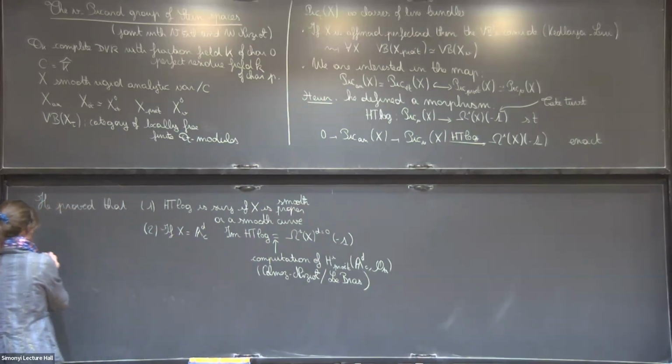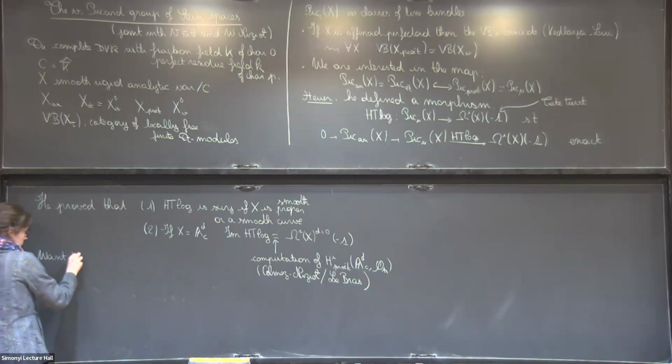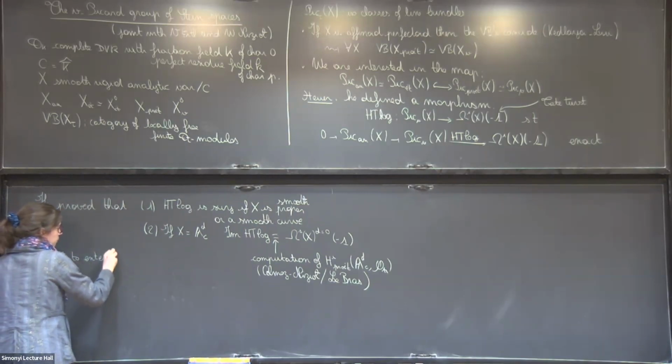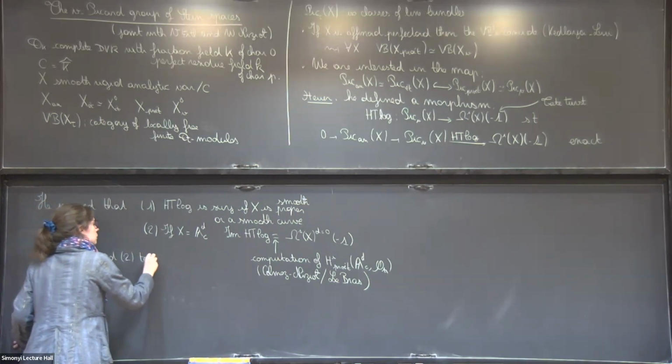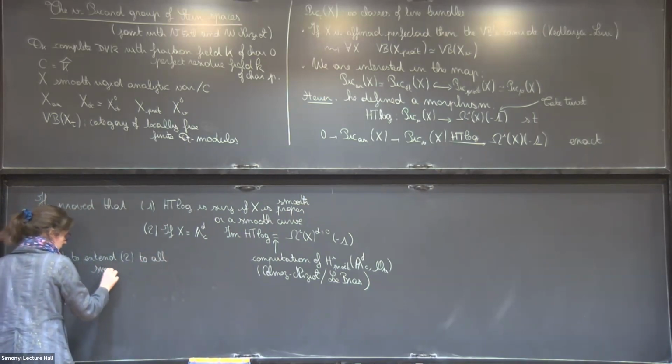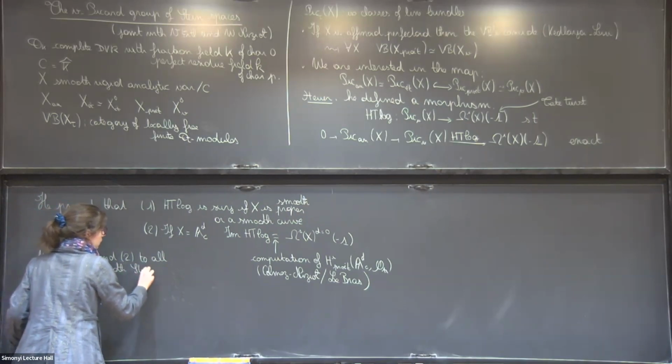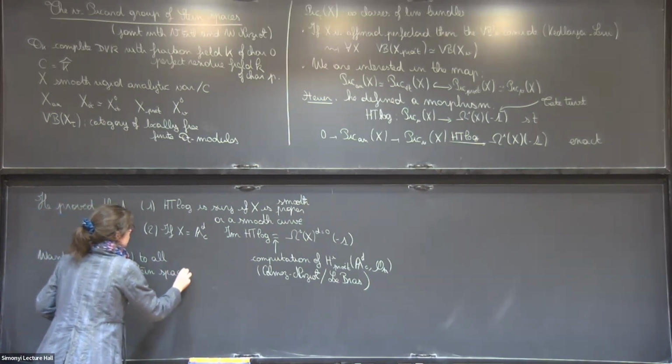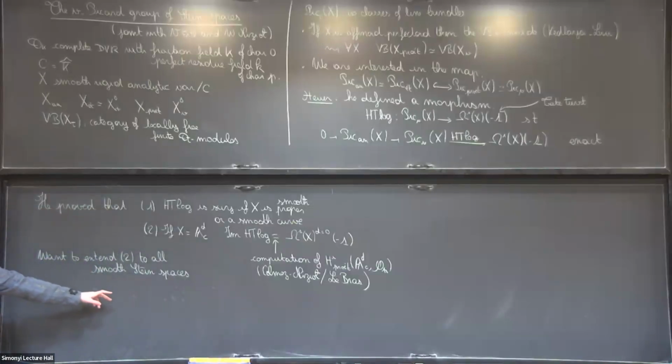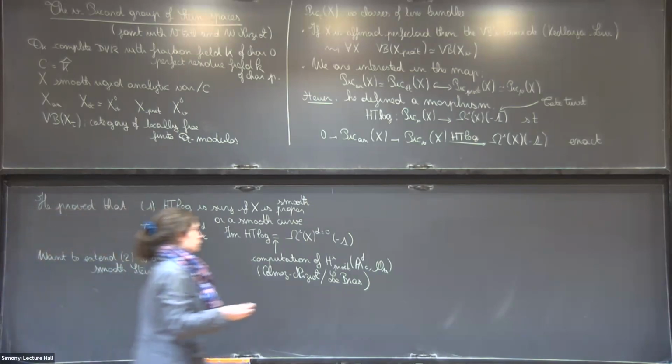And here we want to extend to all smooth Stein spaces. A Stein space is an increasing union of affinoids, say X_i, such that the Heuer compactification of X_i is inside X_{i+1}. And in particular, the affine space is Stein. And so we have this result.